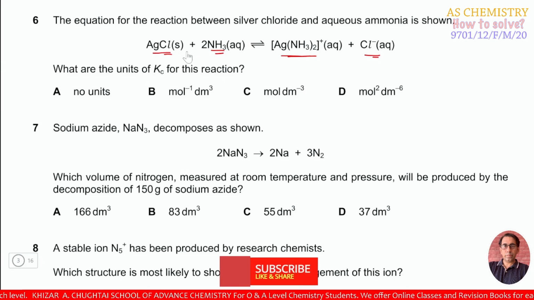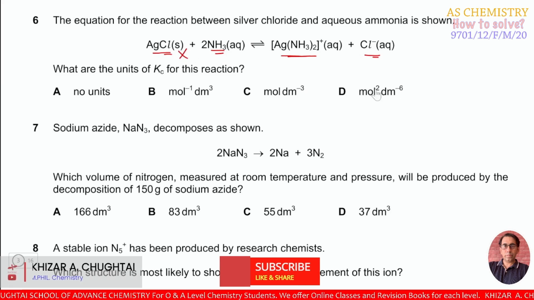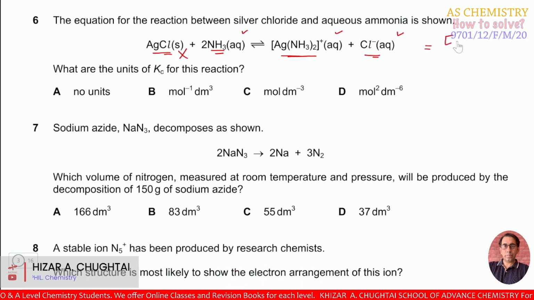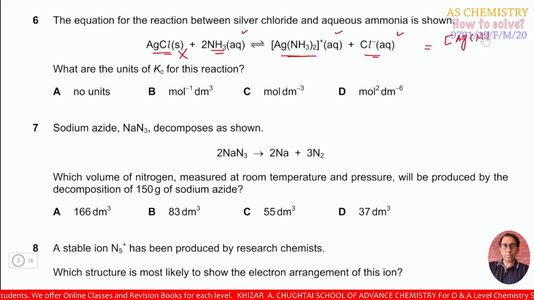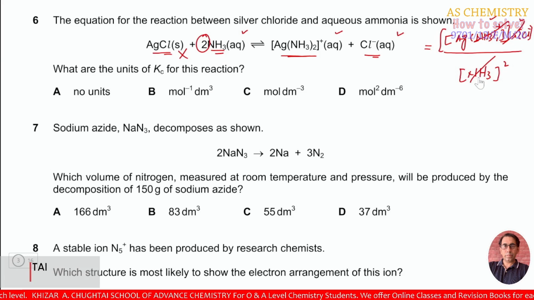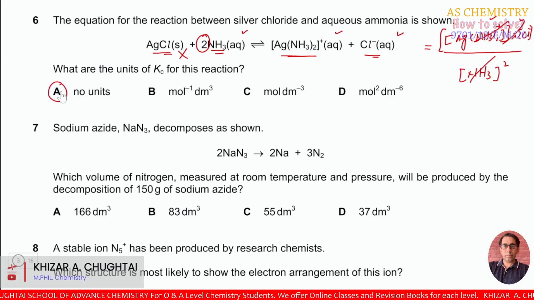You know, in the expression of Kc, we never include solids and pure liquids. So in this case, with aqueous species, the expression will be first of all the concentration of this silver diammine complex, which has a one positive charge, in square brackets showing mole per dm cube, multiplied by the bracket for the Cl negative ion concentration, divided by the concentration of ammonia, squared because of 2 mole of ammonia in the equation. So 2 brackets are in the numerator and 2 brackets are in the denominator, so there will be cancellation of these brackets. There will be no unit for this reaction. So for 6, A is the correct option.